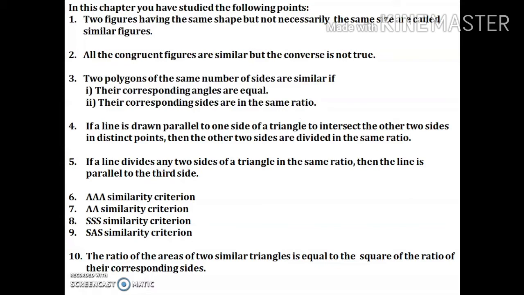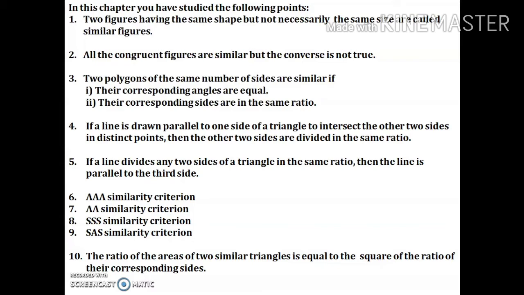For congruent figures, corresponding angles and corresponding sides should be equal. But in similar figures, corresponding angles should be equal and corresponding sides should be in the same ratio. So if you are asked to differentiate congruent and similar figures, make sure that you write this point.